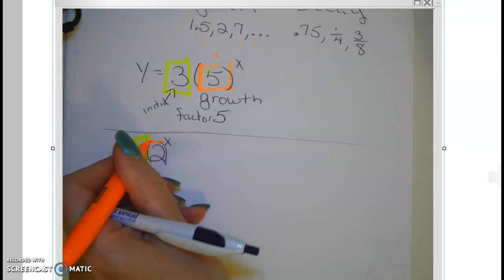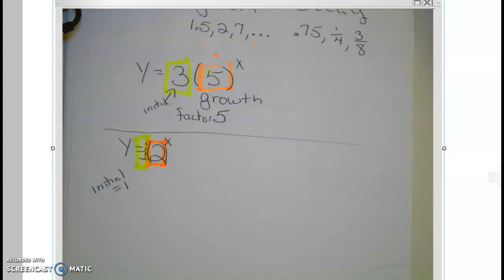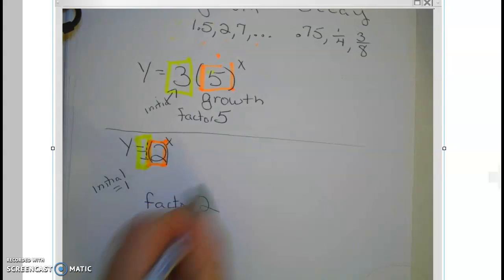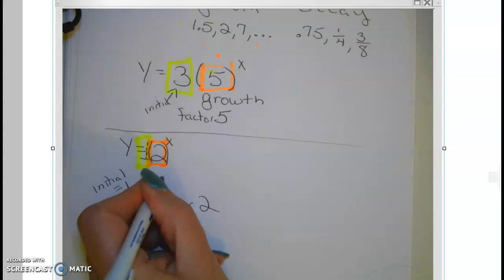Here, we're going to look at our factor. Our factor in this case is 2. So if I have a factor of 2, is that greater than 1? Yes. So therefore, this is growth.